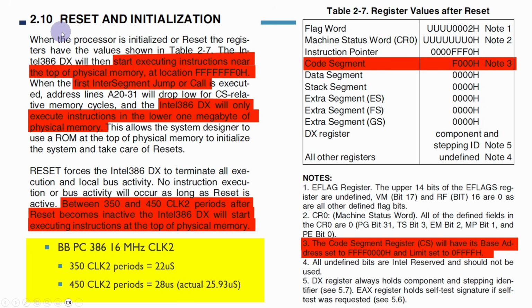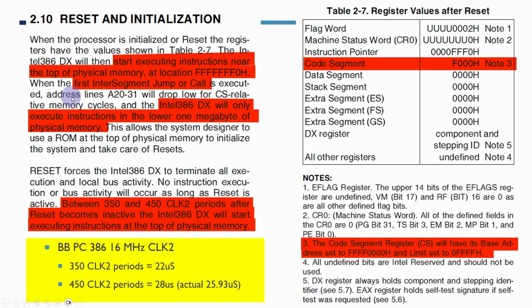So on here, this is the gory detail about what is actually going on. This comes from the 386 datasheet, and what it says is after reset, it will start executing 16 bytes below 4 gigabytes, the top of 4 gigabytes. And when the first intersegment jump or call is executed, so this is a far jump, this is a jump that includes both the segment and the lower address or offset, as it's known.